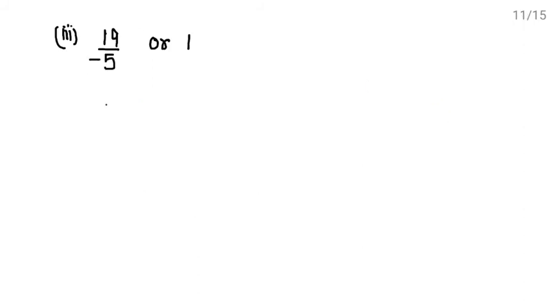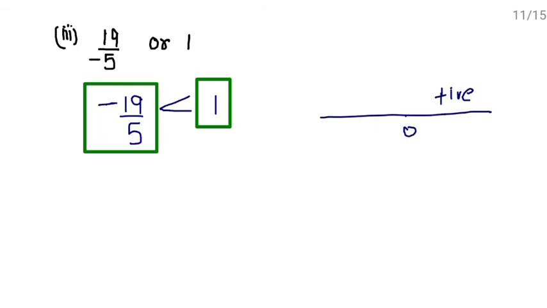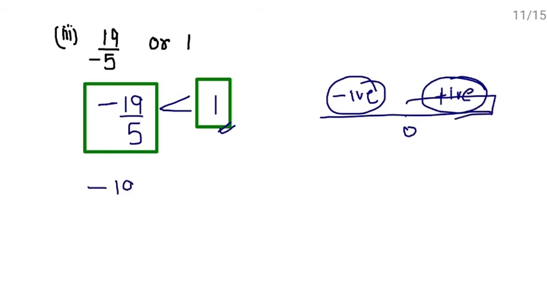Next one, 19 upon minus 5 can be written as minus 19 upon 5, and this is 1. As I said, this is the negative rational number and 1 is the positive one. So which will be greater? Of course, positive value will be greater, 1 is greater, right? On the number line, in the middle is 0, this side is positive and this side is negative. Positive side is always greater and negative side is smaller. So 1 is positive, 1 will come on this side on the number line. So 1 is greater. It means minus 19 upon 5 is smaller.